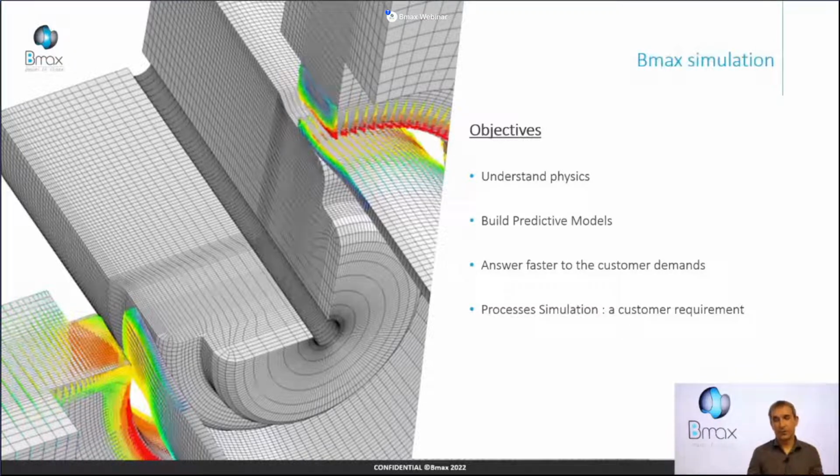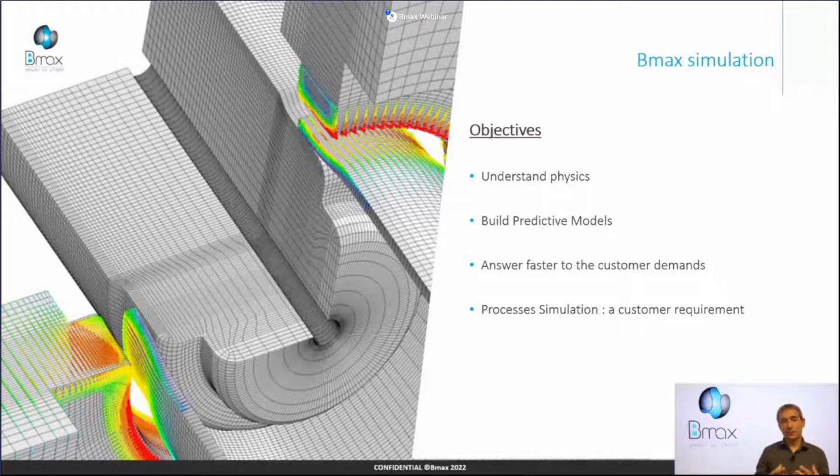Build predictive model. The first step consists of refitting experimental results and extrapolating them to build templates and methods. This way, we preserve the accuracy of simulation, and we can be predictive. Answer faster to the customer demand. We can save cost and time thanks to simulation compared with building a brand new prototype or upgrading an existing setup. So simulation can be less expensive, and the time scale can be reduced.